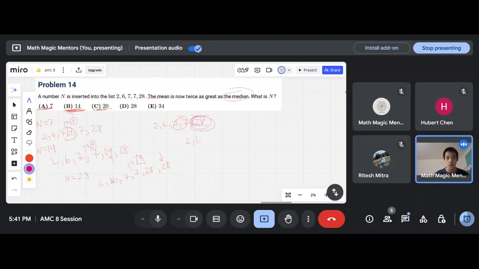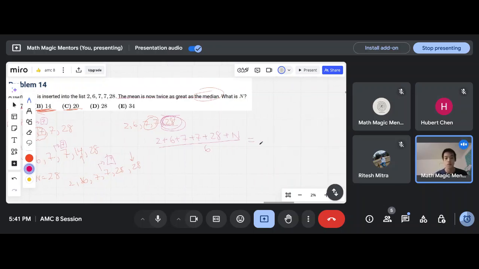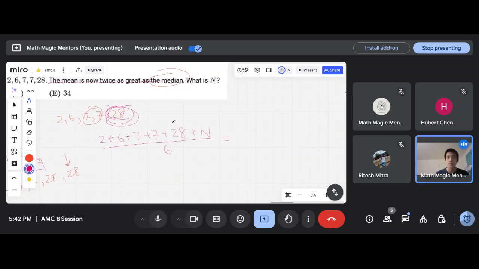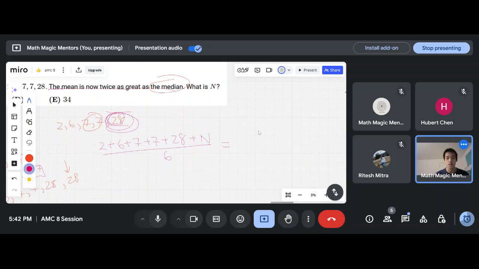I'm just going to write the sum to save time: 2 plus 6 plus 7 plus 7 plus 28, so those are the 5 numbers, plus n, all over 6. It's the sum of the terms divided by the number of terms, which is 6 after inserting n. And so that's our average. And it says the mean is twice as great as the median. Since the median is 7, we can say that the mean, right?